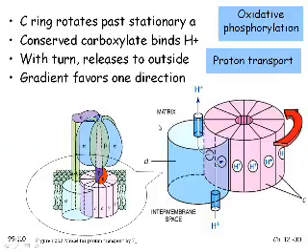So let's start by looking at what's going on down in F0 in the membrane itself. And a key part of it is that the C ring, the ring made up of 9 or more C proteins, is going to rotate. It's actually going to turn in the plane of the membrane, and it's going to rotate past the A protein, which will not move. So A is stationary, and the C ring rotates.